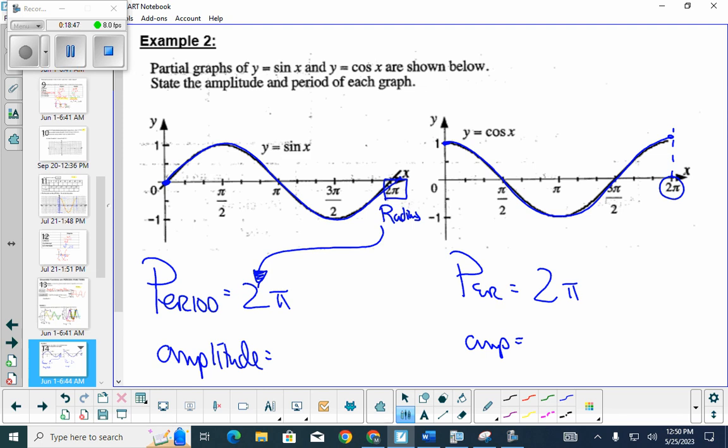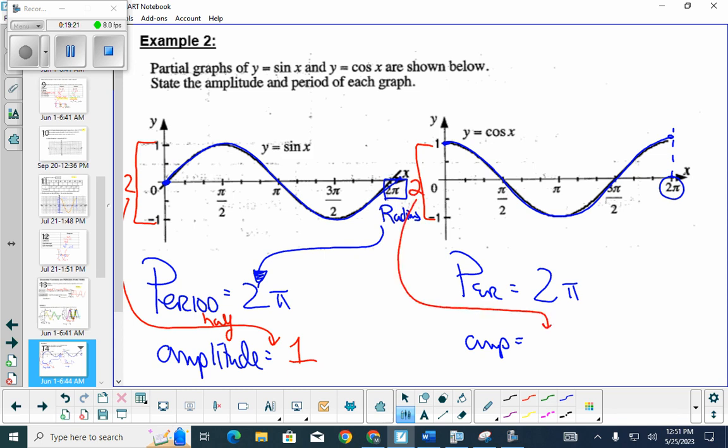Okay, amplitude is half the total distance. So your total distance here is 2, right? From -1 to 1, the total distance there is 2. So half that is 1. Here, nope, just 1 unit. It's half the total distance. Yeah, it's to do with the y's. So here, again, total distance is 2. So half that is 1.